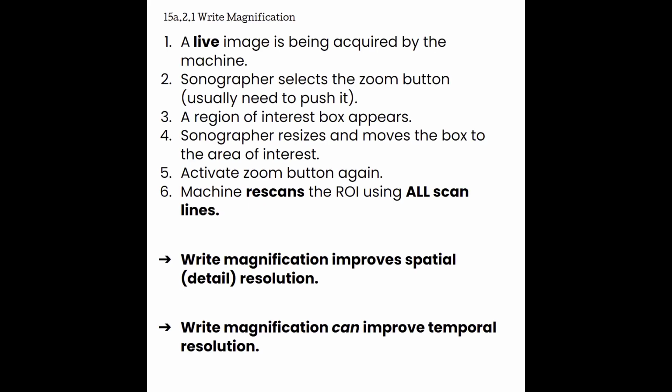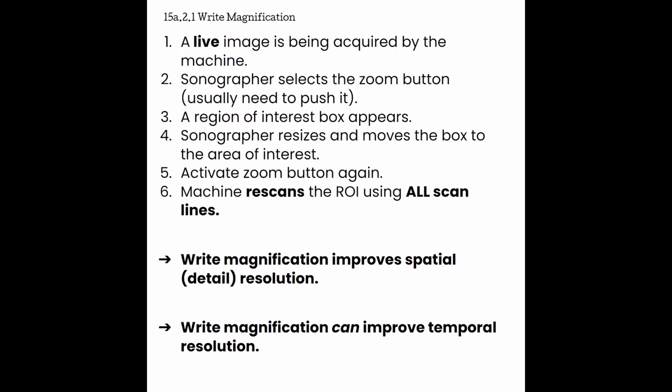Right magnification, also known as right zoom, happens while the image is still live. So this is a pre-processing function. To understand how right magnification works, let's look at these 6 steps. The first thing that's happening is that a live image is being acquired by the machine. So we're scanning live. If we move our transducer, we're getting new images.